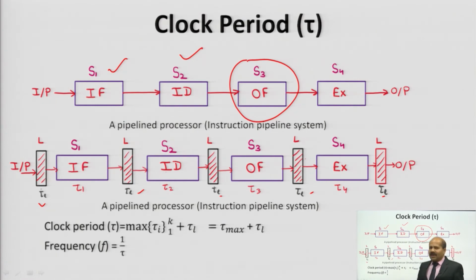Tau L is the time taken by the latch to store and to fetch from the latch. This is a small time interval, tau L, that we also have to consider to decide the clock period, and the clock period will be tau max plus tau L, as you can observe. And what is the frequency of the system? That is 1 upon tau.